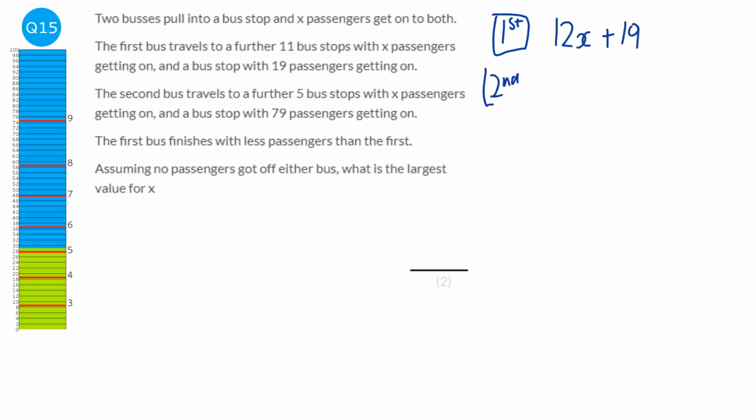Now for the second bus, well, we start with X and a further 5X come on, because 5 bus stops with X passengers, so that's 6X altogether, and then 79 get on. And it says the first bus finishes with less passengers than the second. So the first bus finishes with less, and the way we show that is with this inequality here.